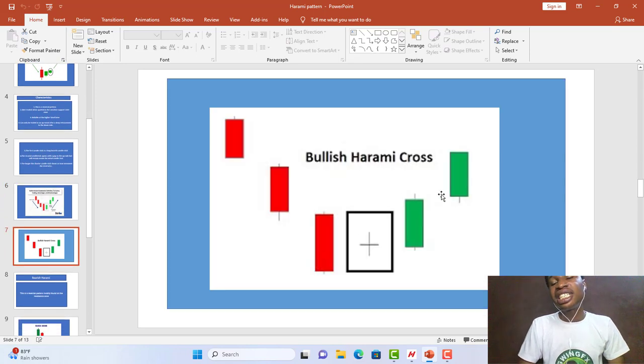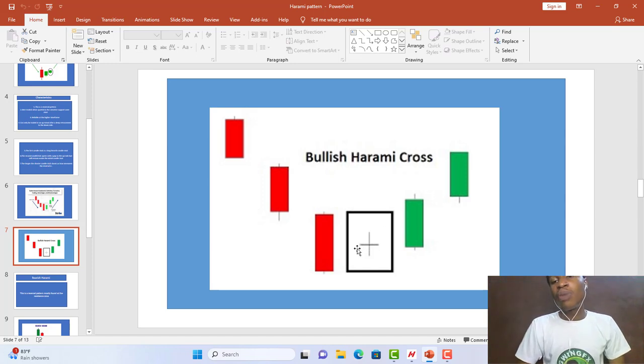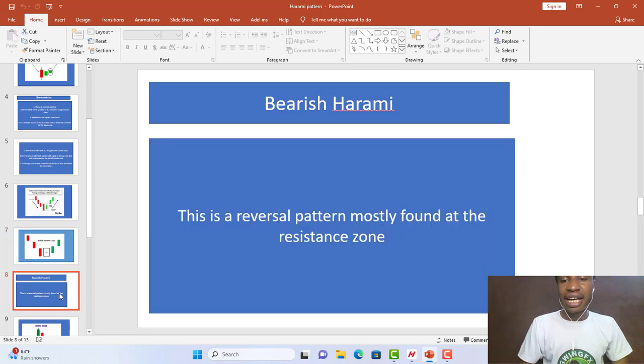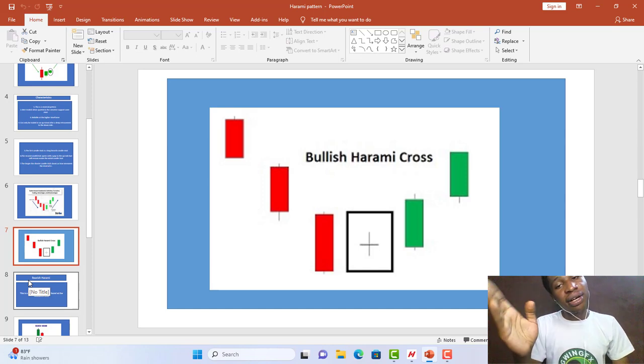Now this is how the bullish harami cross looks. It's still the same thing, but the difference is that this smaller candlestick in the middle is a doji, but it will still head to the upside. Some persons call it doji harami. Some persons call it bullish harami cross, right? Some persons call it doji harami, bullish doji harami.